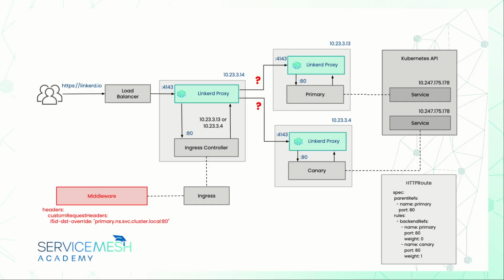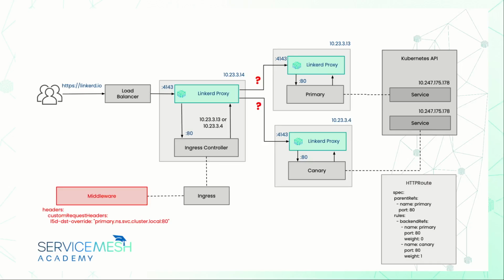Now we have the middleware where we configure the l5d header. Basically, we add a header to the outbound of the ingress controller, l5d-dst-override, and we add this service, which is the primary. The primary, on the right side you can see here, has the weight set to 0. And everything is routed to the canary.